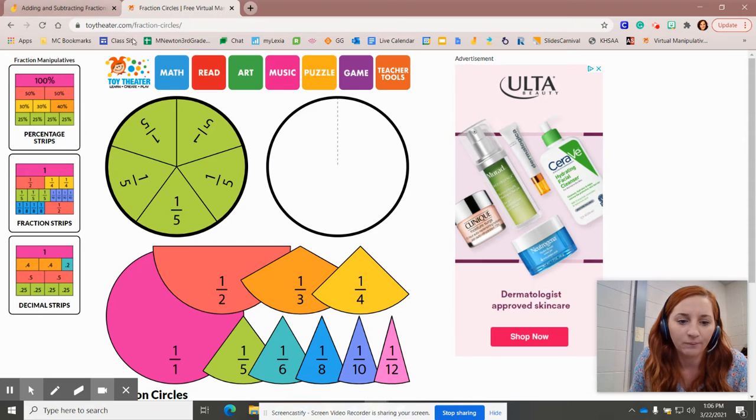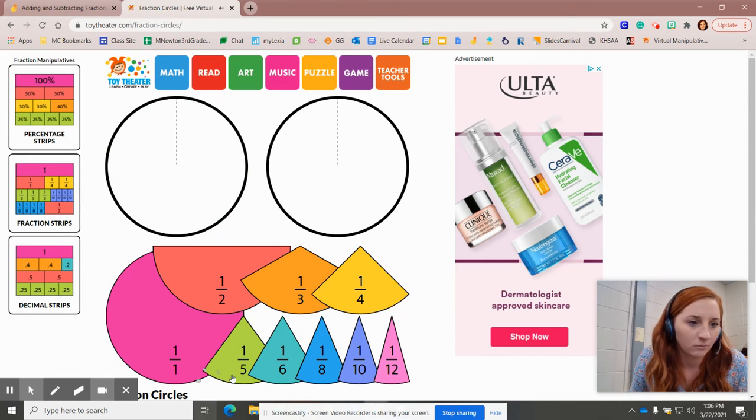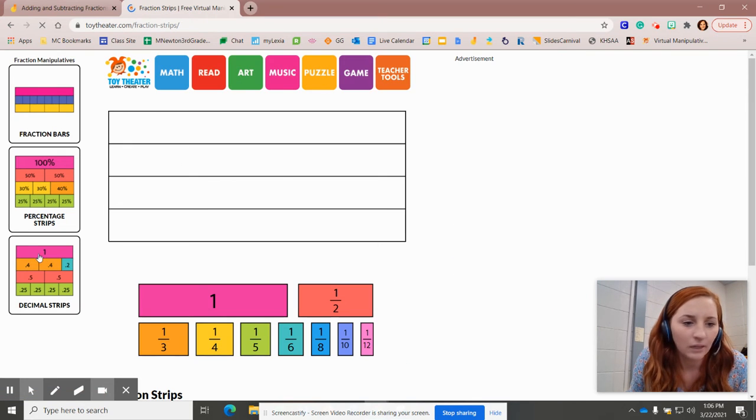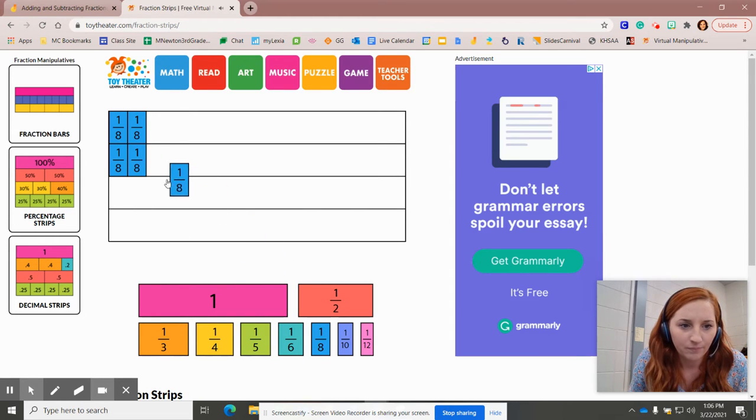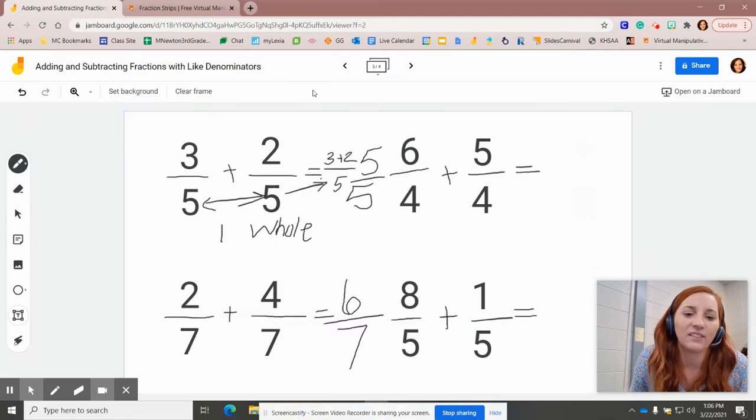Let's try it out. I wonder if they have 7s in this one. There's no 7s, so we're going to pretend there's 8s. So it is 2/7 plus 4/7. So there's 2/7. Okay, so it'd be 1, 2, 3, 4, 5, 6. So 6/7. All right, next one, 6/4 plus 5/4.